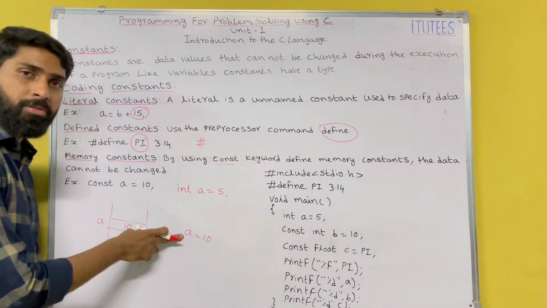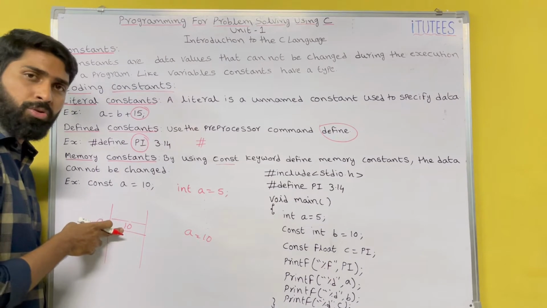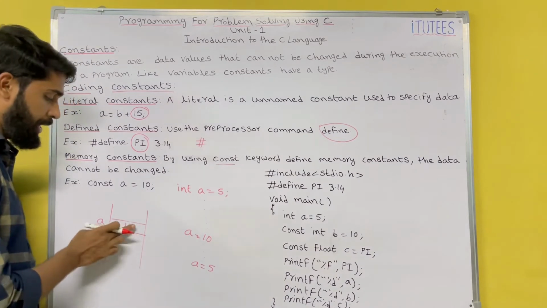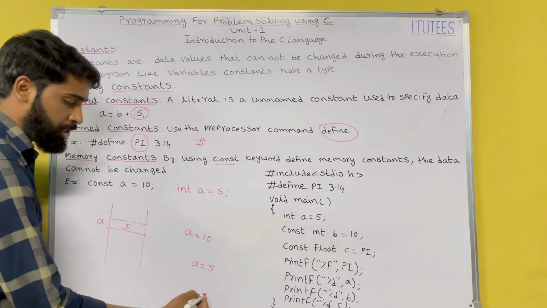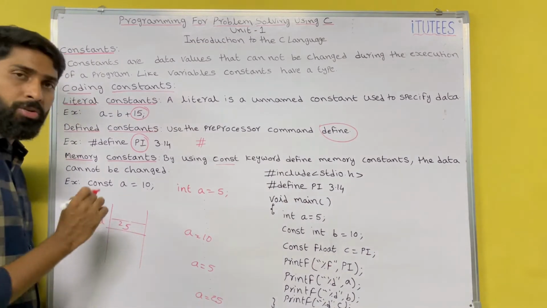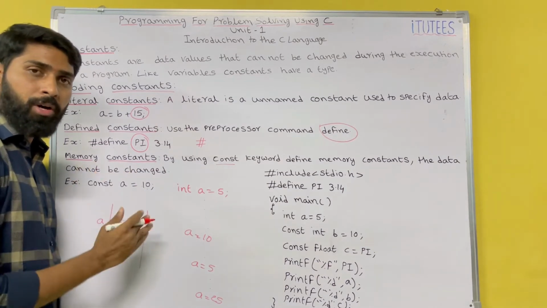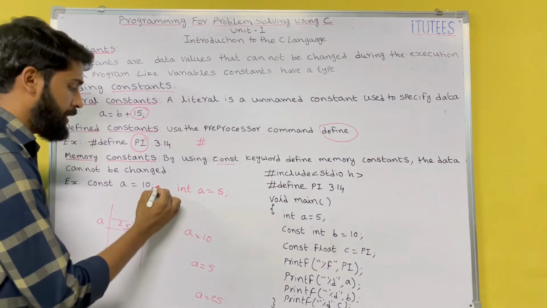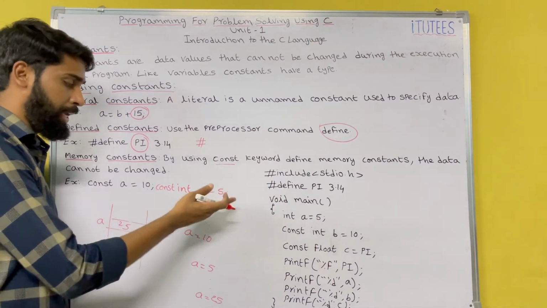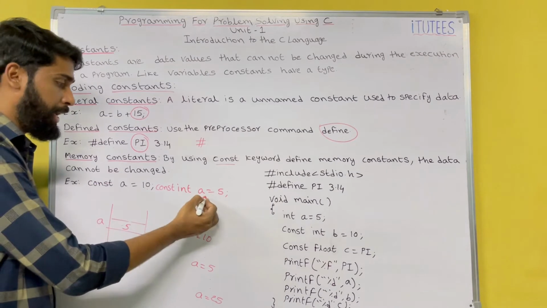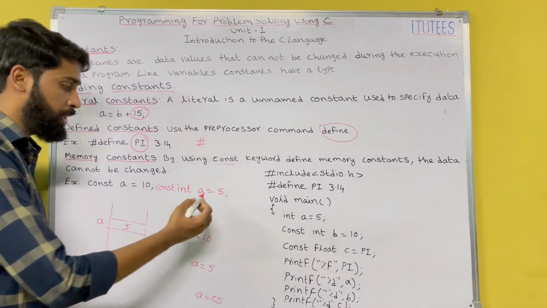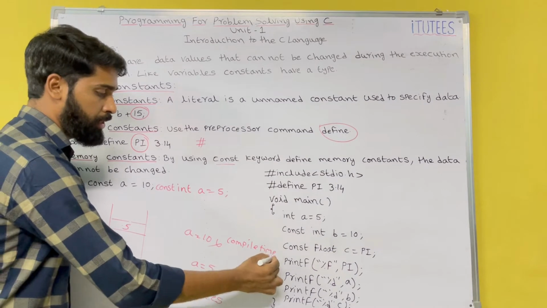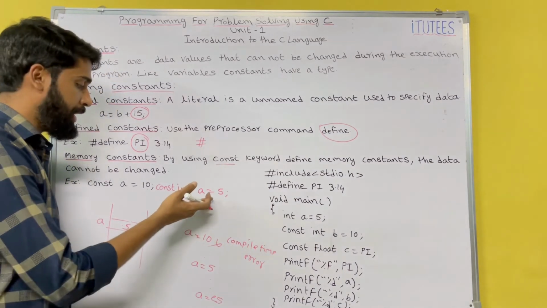Why? Because a is a variable. What is a variable? A variable is a memory location which stores a value and it can be varied. After some instructions, if I change a equals 5, then again the value of a is 5. If I change a equals 25, then it becomes 25. So this is about a variable. What is a constant? Once you assign a value, it cannot be altered further. If I define const int a equals 5, then a is a constant variable, a memory constant variable. If I try to change a equals 10, it returns a compile time error, because I defined a as a constant.